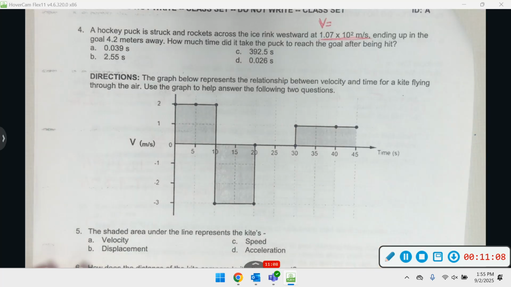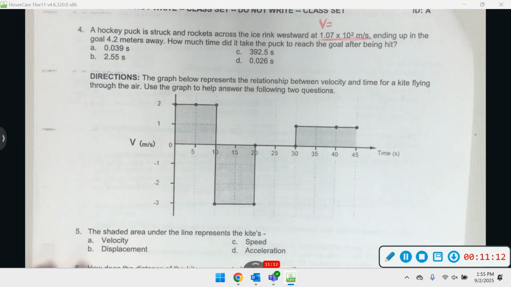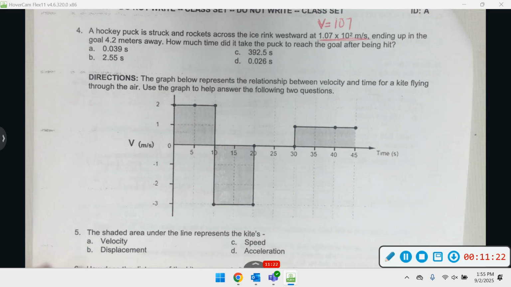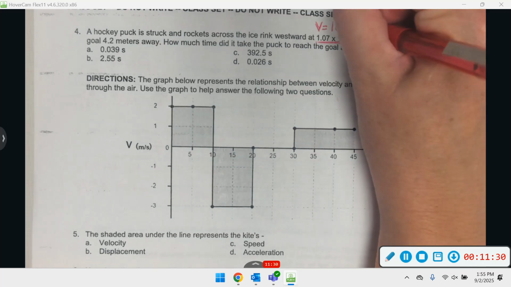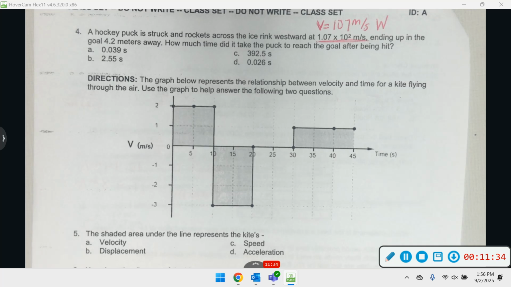Okay, now my velocity, I can leave it in this scientific notation, but I don't really need to. 1.07 times 10 to the second is a really complicated way of just writing 107. So that's what I would recommend, is just writing 107. Write it in standard form. If you want to leave it in scientific notation, you can. You don't have to change it. But I'm going to write it as 107 meters per second west. Okay, so there's my velocity.